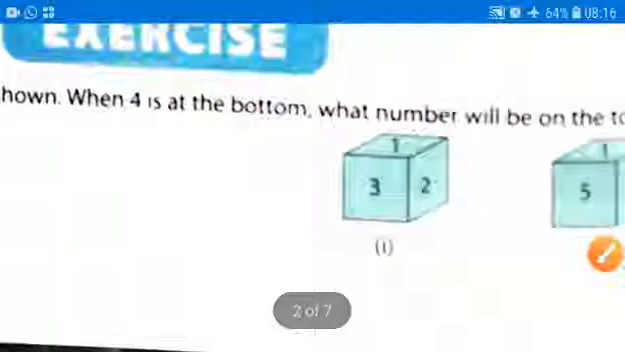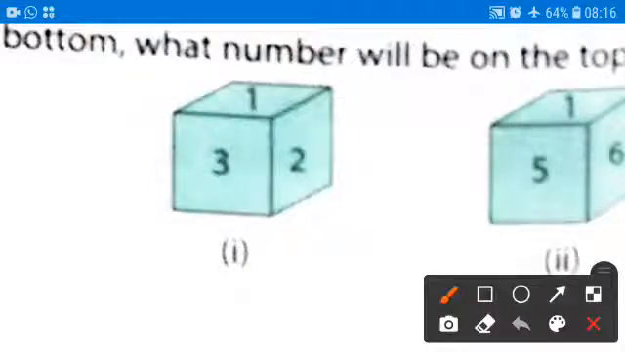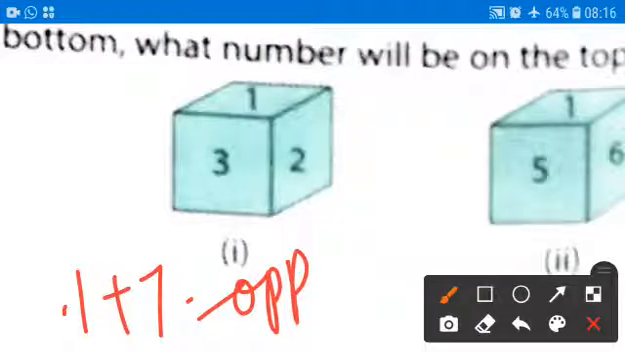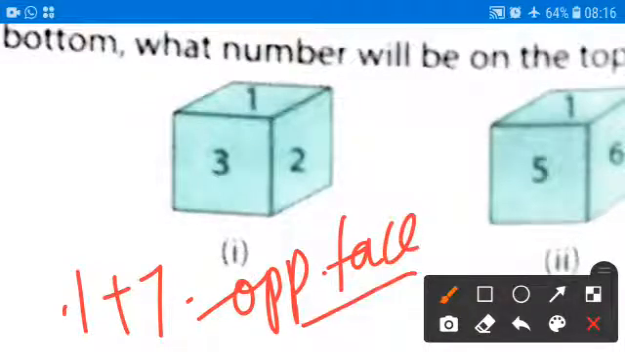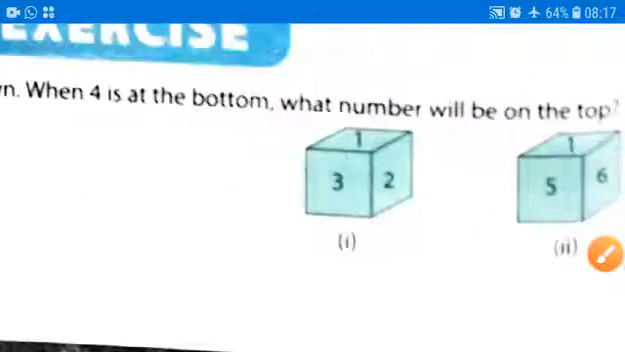First of all, we have to check whether this dice is a general dice or a standard dice. As I told you, if the sum of opposite faces is 7, then it is a standard dice. Otherwise, if the sum of adjacent faces is 7, for example here 1 plus 6 is 7, then this is a general dice, not a standard dice. So we will solve according to the concept of general dice.